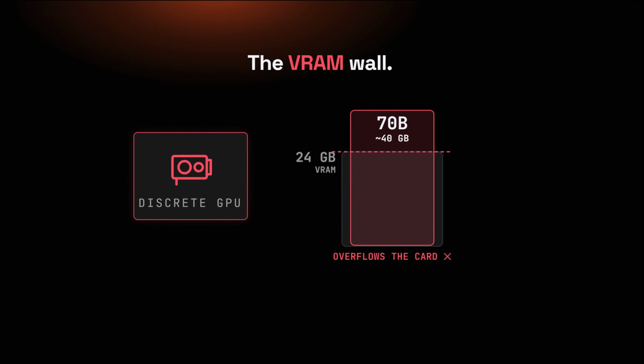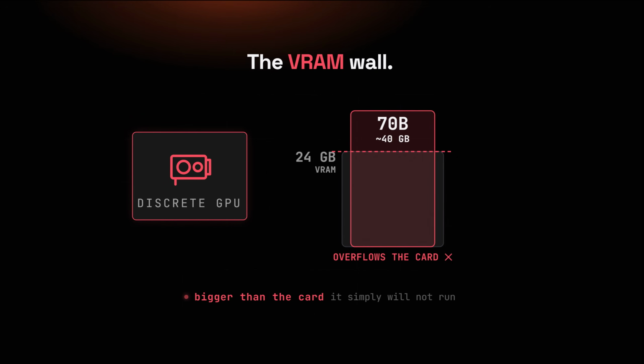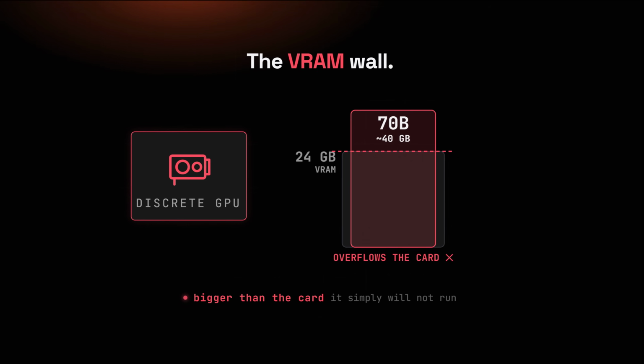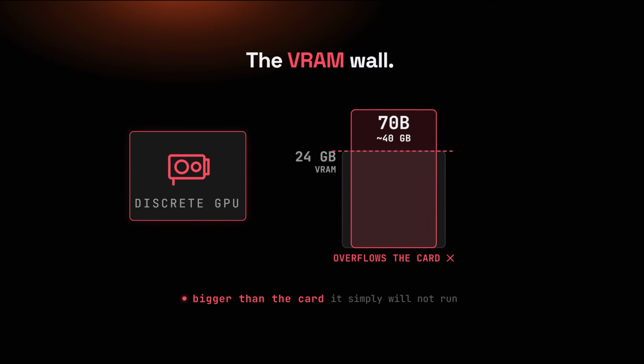Start with the hardware, because it is the reason any of this is possible. A gaming PC keeps its model weights in the graphics card's own memory, its VRAM, and even a serious card tops out around 24 gigabytes. Load a model bigger than that, and it simply will not run. That number is a hard wall.